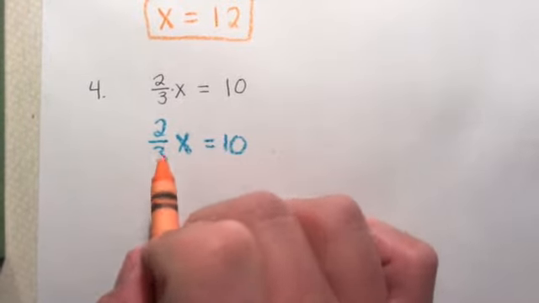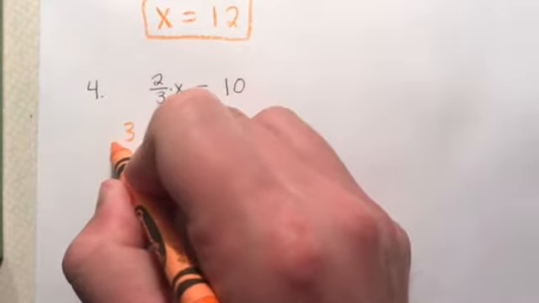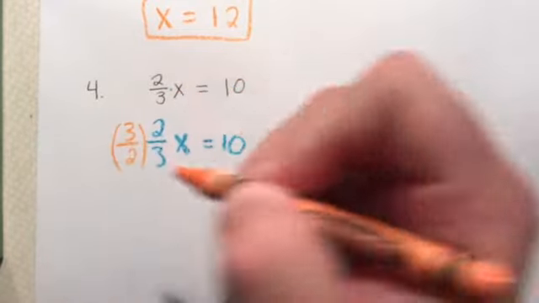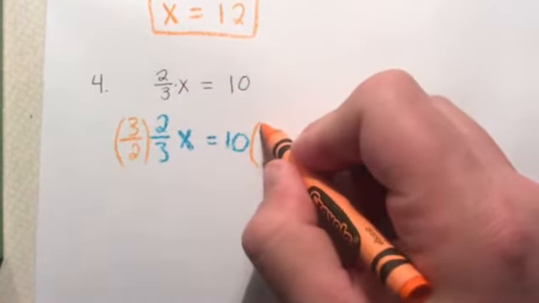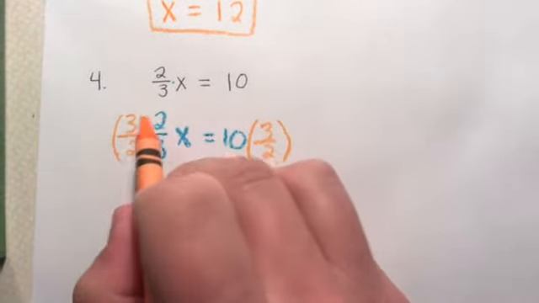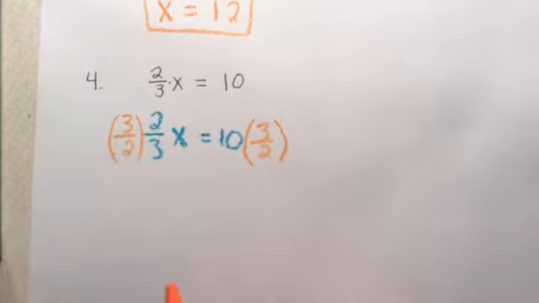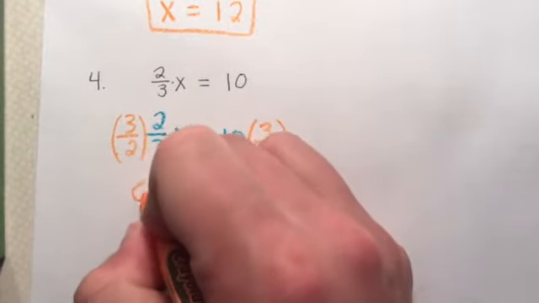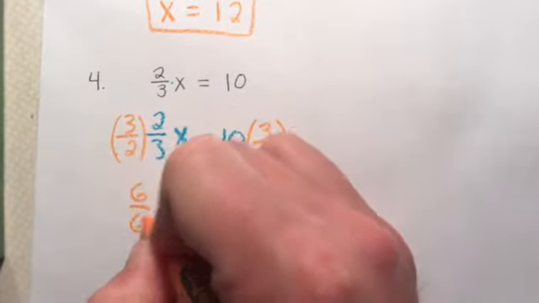So the reciprocal of 2/3 is 3/2. If I multiply the left side by 3/2, I must also multiply the right side by 3/2. And 3 times 2, maybe we'll just multiply these straight across. 3 times 2 is 6. 2 times 3 is 6.